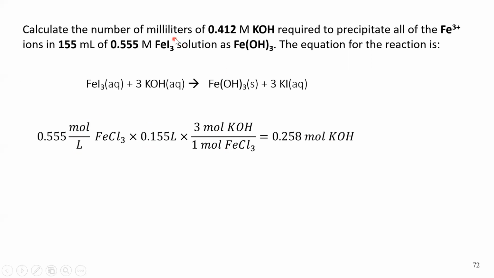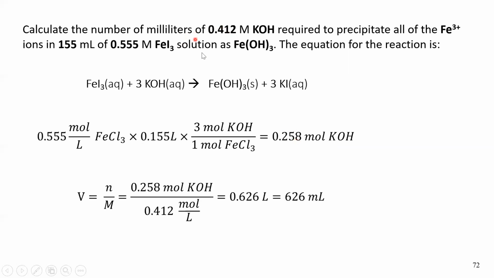Well, we want to find the volume. We know the moles, we know the molarity. To calculate the volume, we would take the moles and divide it by the molarity. So 0.258 moles of potassium hydroxide divided by the 0.412 molar solution. So we would need to add 646 milliliters of the potassium hydroxide solution to our iron iodide solution in order to precipitate all of the iron out of the solution as iron hydroxide.